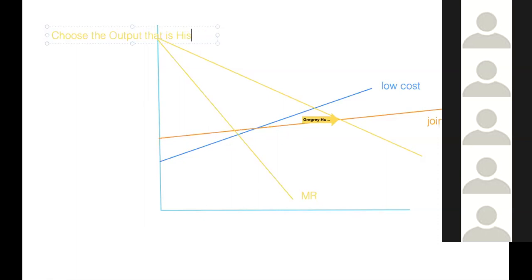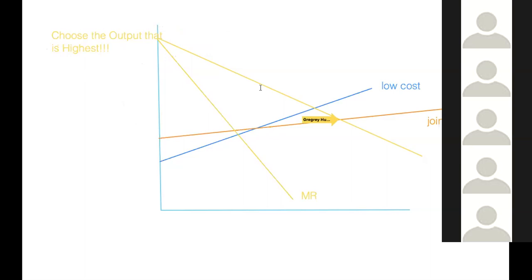So I'll just write over here, choose the output that is highest. And when you guys go back and review this lecture, if you're trying to solve the problems, that should help you. Okay, so questions, comments, anybody? Okay.